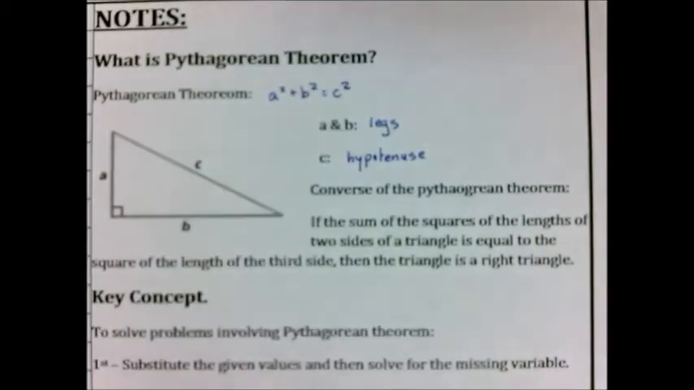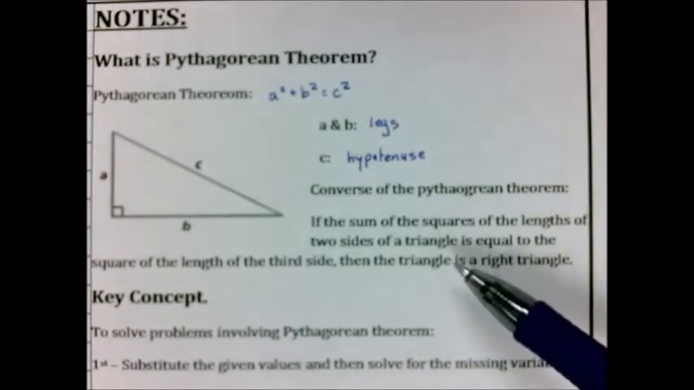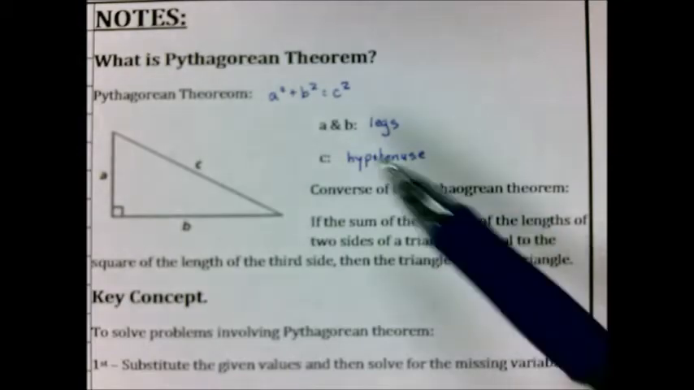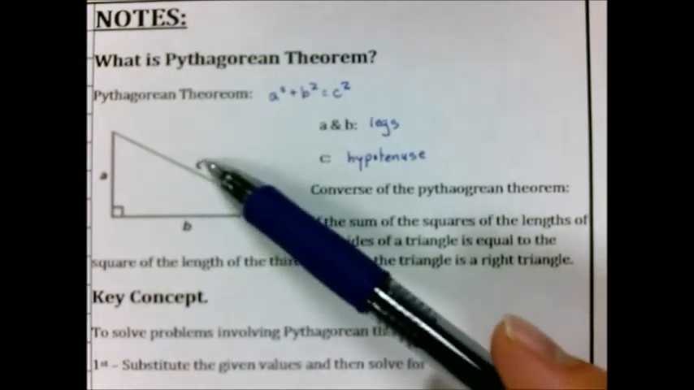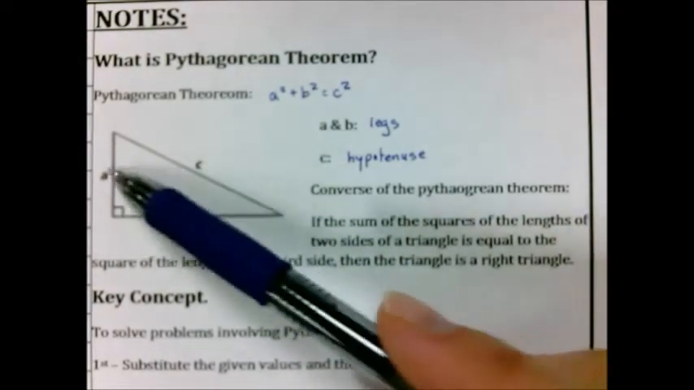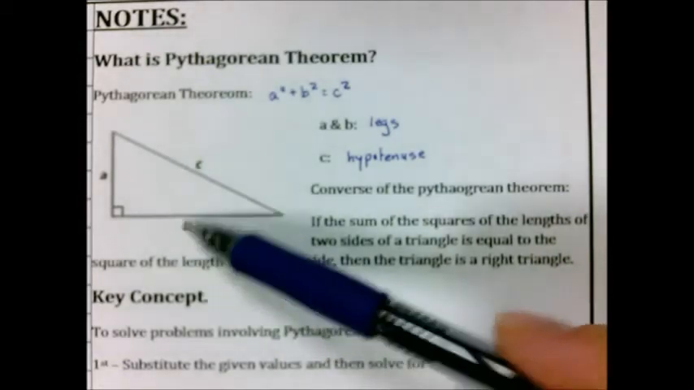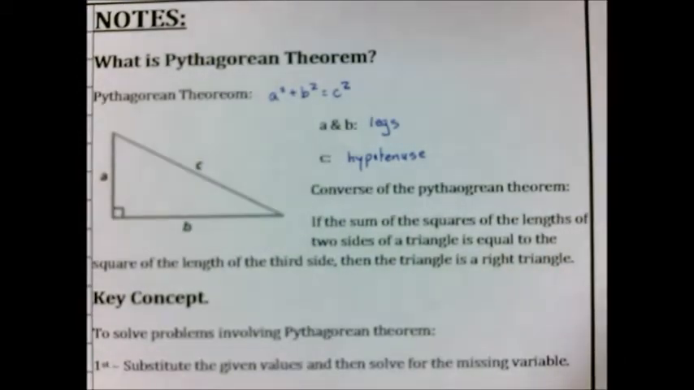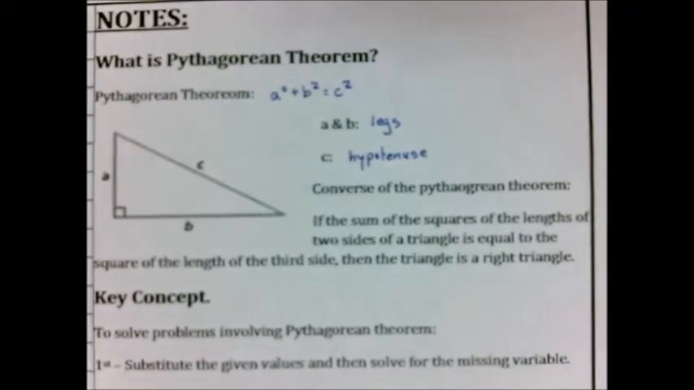There's also a converse of this, and the converse just pretty much means the opposite. It says that if the sum of the squares of the lengths of two sides of a triangle is equal to the square of the length of the third side, then the triangle is a right triangle. All that's saying is that if this squared is equal to the sum of a squared and b squared, then we have a right triangle. It's just pretty much the opposite of what the Pythagorean Theorem says.